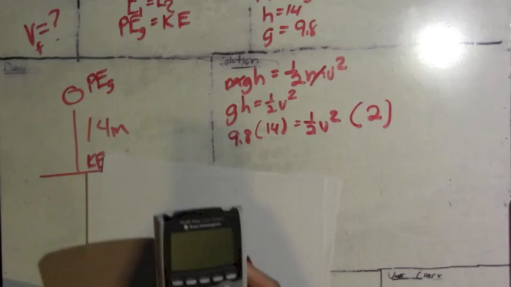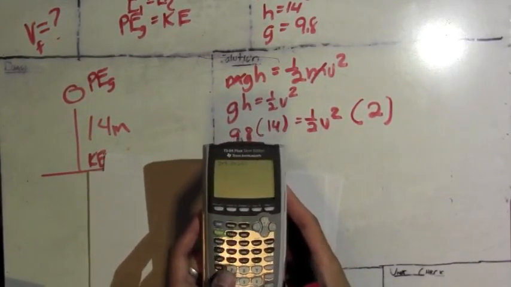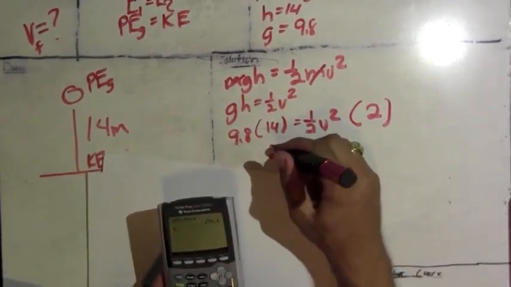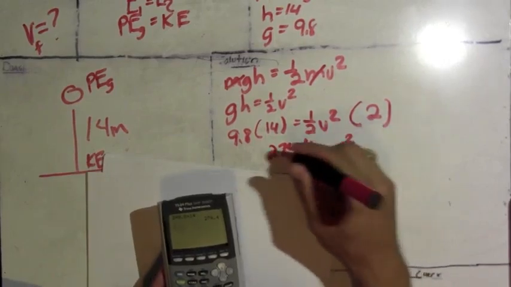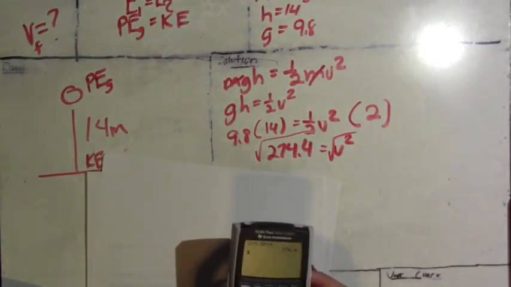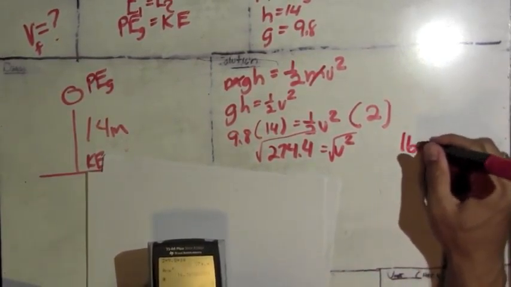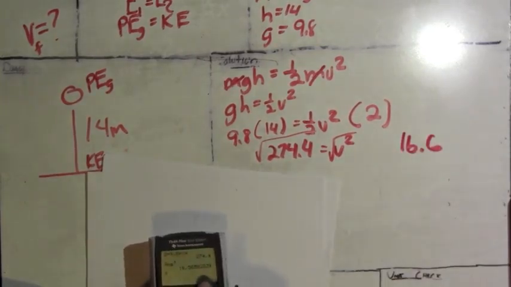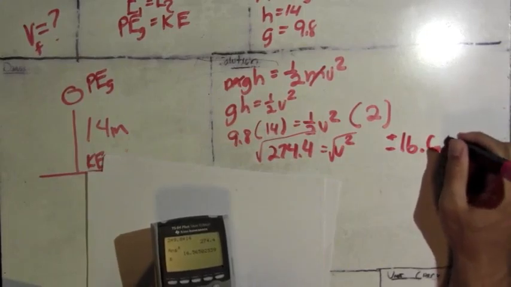When you do that, you're going to get 2 times 9.8 times 14. That's 274.4. But remember, what that represents is V squared. So we have to take the square root of both sides, and what we get is 274.4, take the square root, we get 16.6. Now remember, when you take the square root of something, you're actually taking the plus or the minus. So this could be plus or minus 16.6 meters per second.